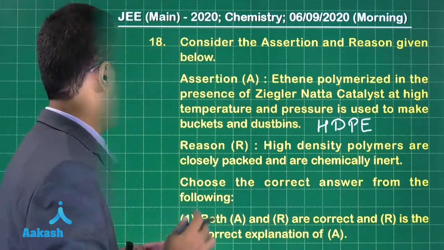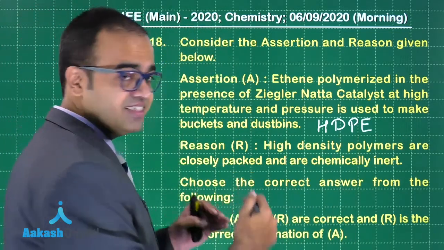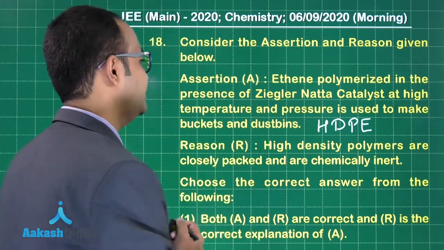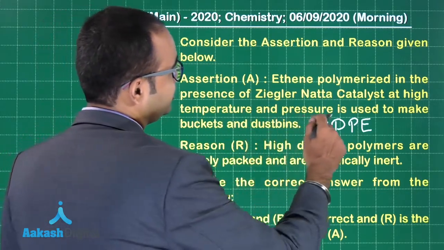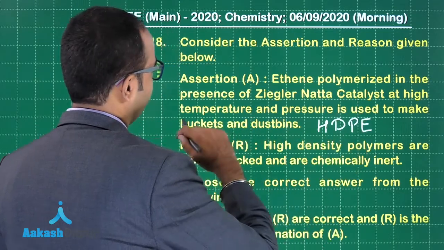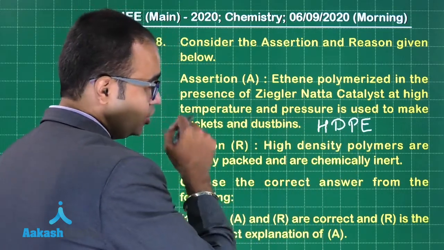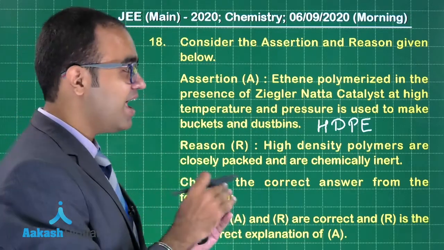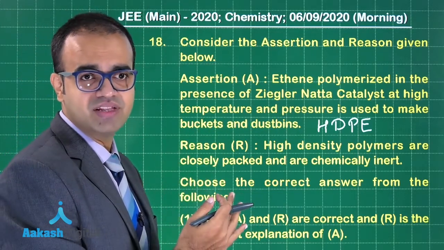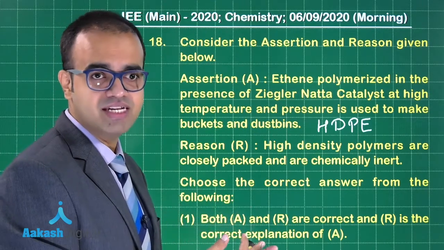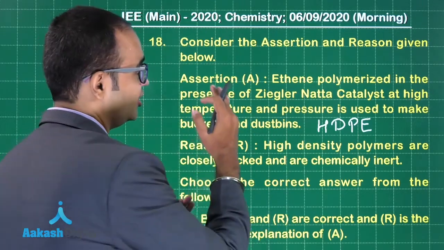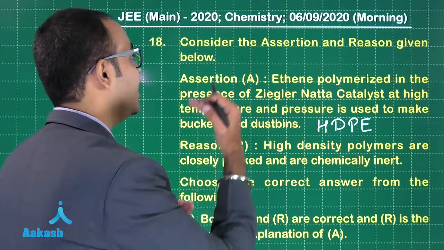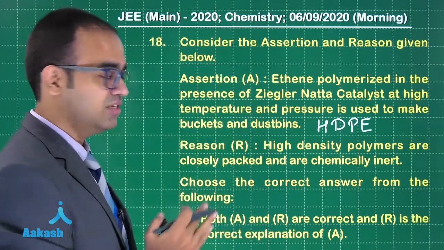Okay. So let us see if the reason is matching with the assertion. It is used to make buckets and dustbin. So if HDPE is chemically inert, then I can use it for making buckets and dustbin, right? So they will also be chemically inert. Yes. So assertion is correct, reason is correct, and reason is also the explanation for assertion, right?